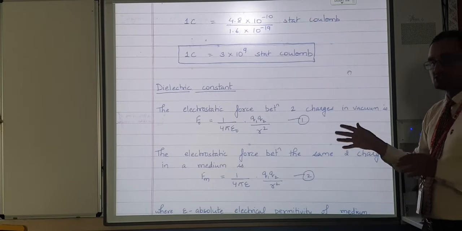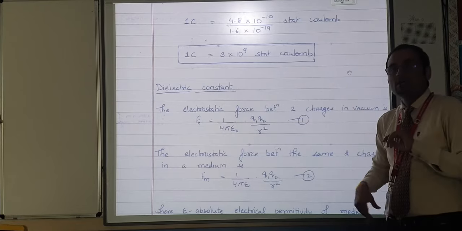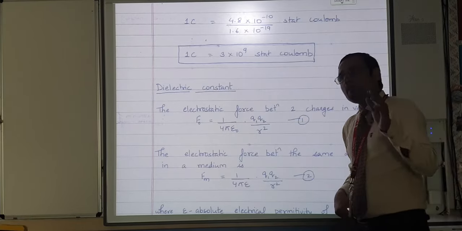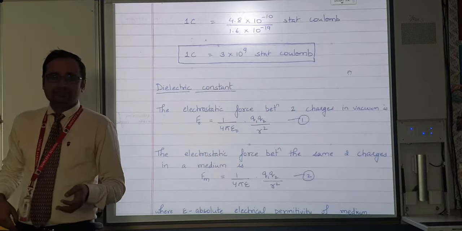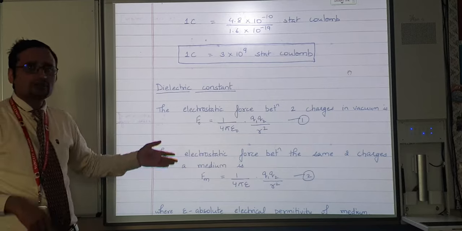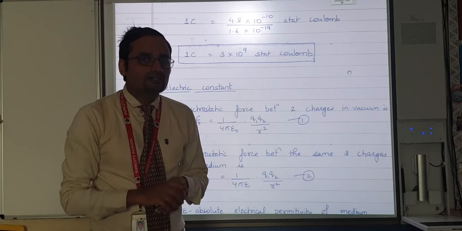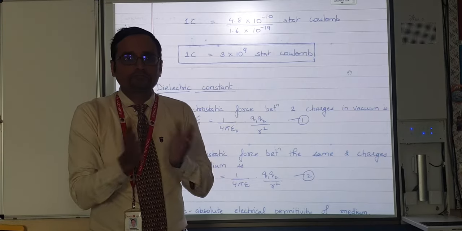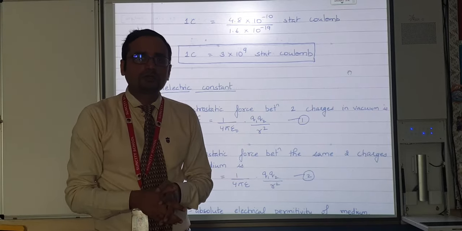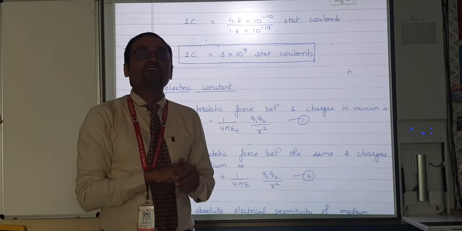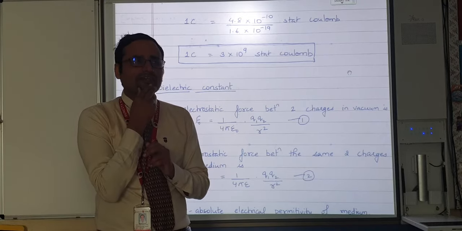Now comes, this is interesting. This I will discuss later with you again when I teach you capacitor. But right now also you need to know, what is dielectric constant? Before that you must be wondering, what is this dielectric? I have written dielectric constant, but what is this dielectric? So, I hope you know about conductors, which allow current to pass through them. You know about insulators, which don't allow current to pass through them. There is a third category called dielectric.